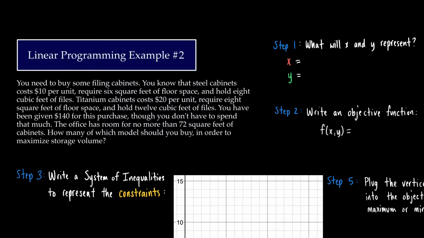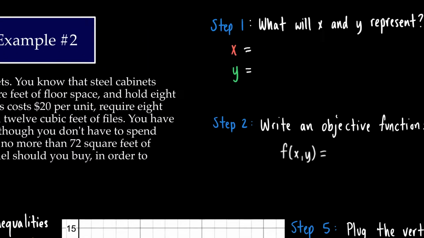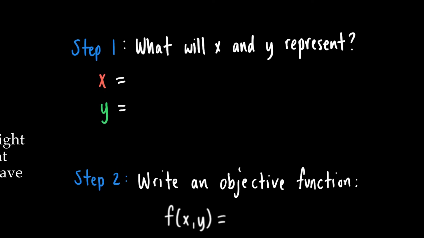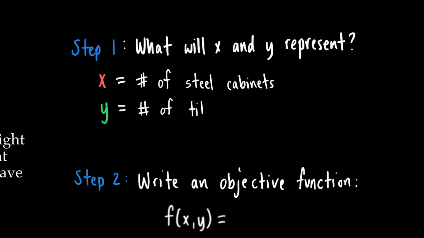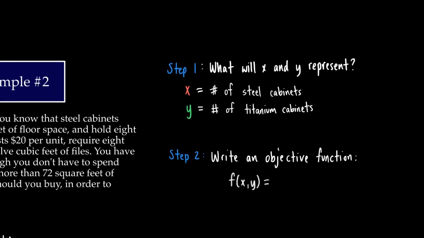We have titanium, and then we have, wasn't the other one steel? Yeah, steel. Okay, so we have steel and titanium. So let's let X equal the number of steel cabinets. Okay, so we'll zoom in here. X is going to be the number of steel cabinets and Y is going to be the number of titanium cabinets. Okay, so that's our first step.